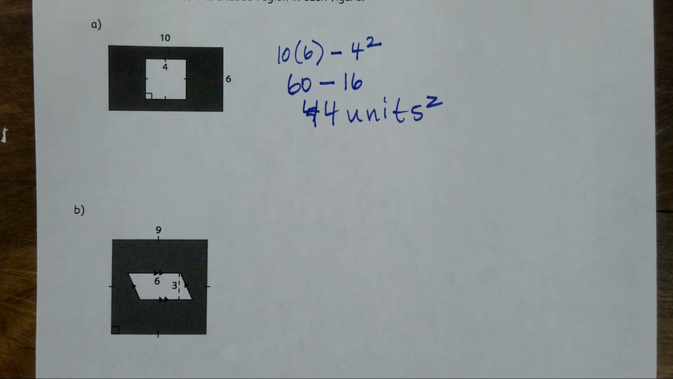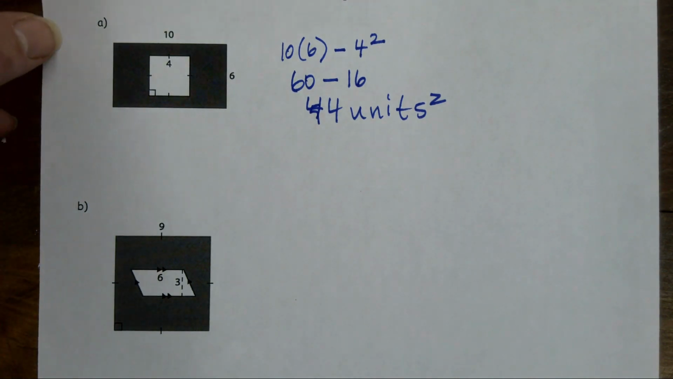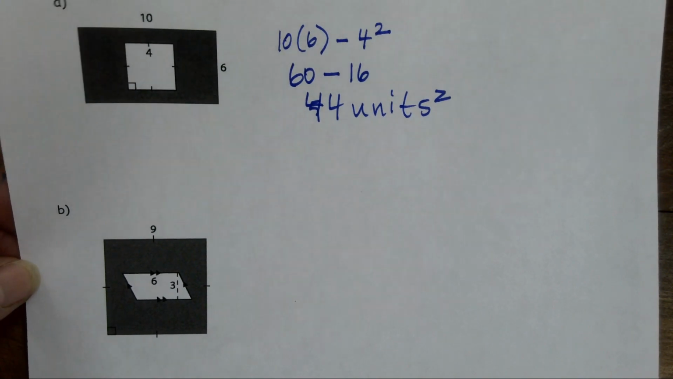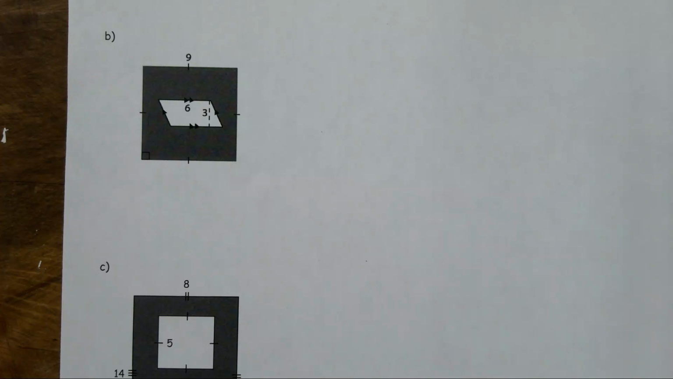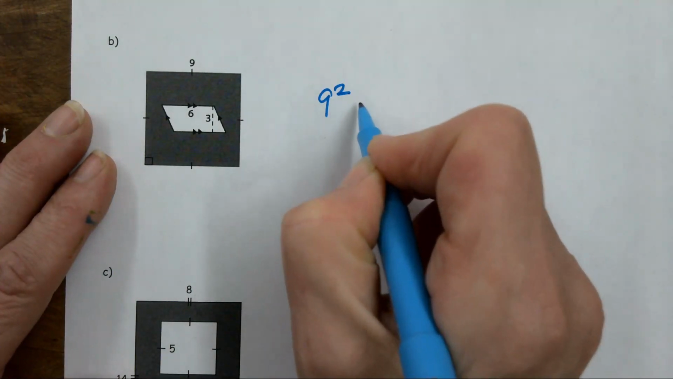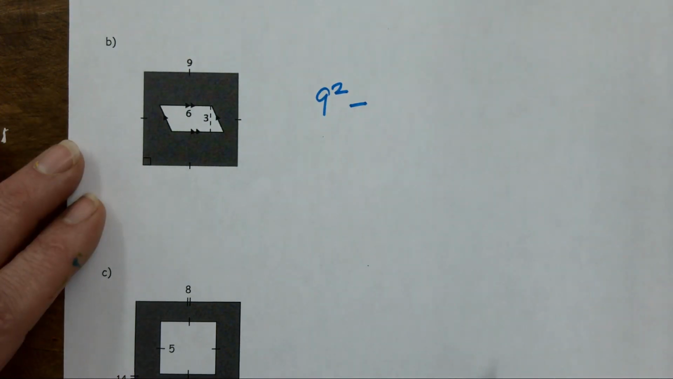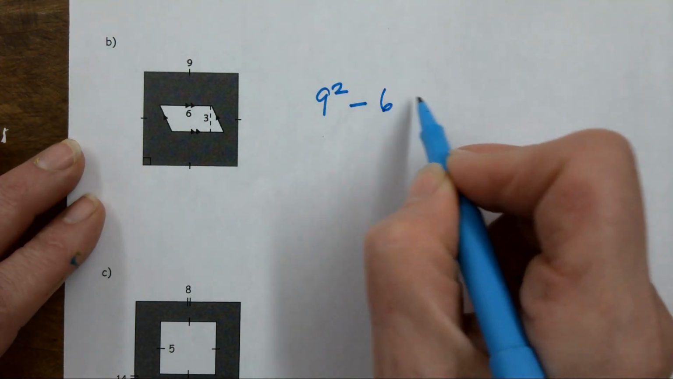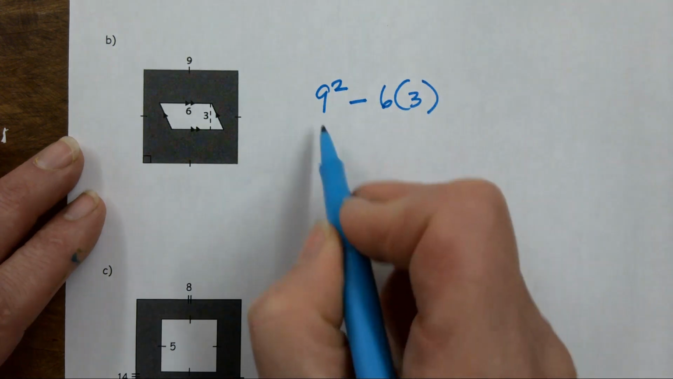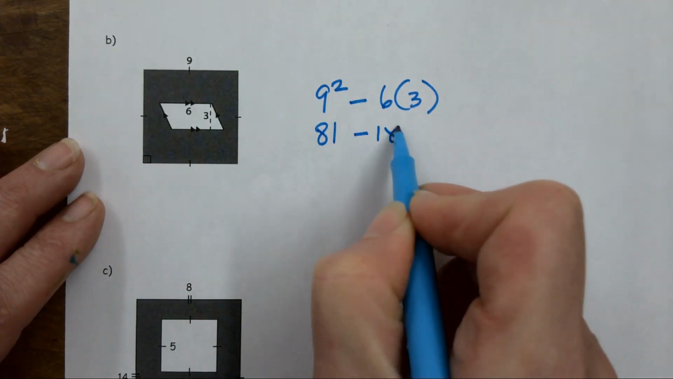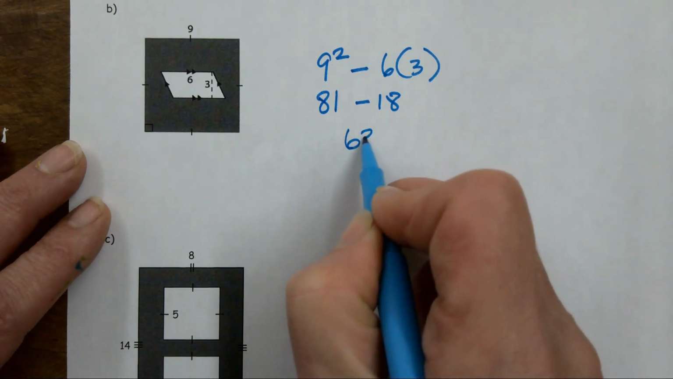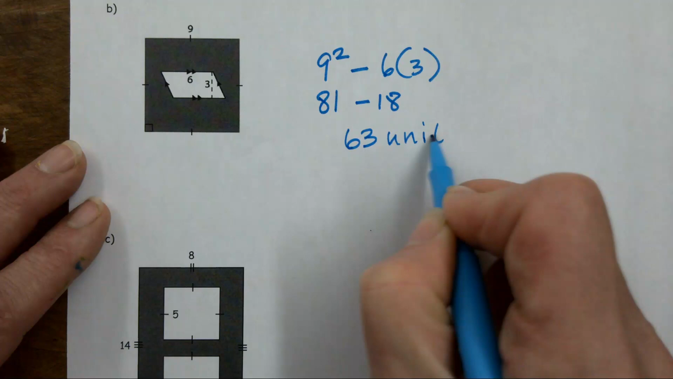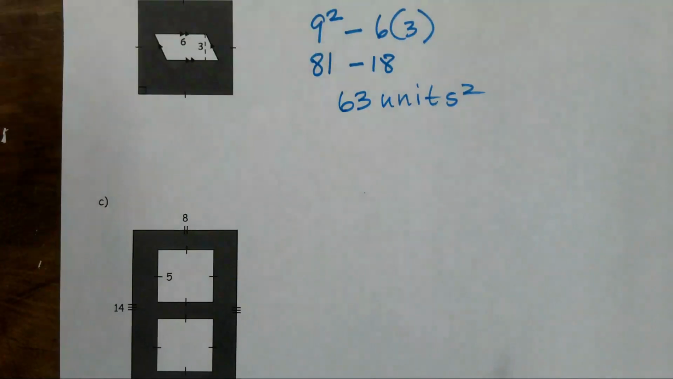Looking at B, does anybody have a suggestion for a setup for that one? Looking at B, how am I going to find my area? Serenity. 9 times 9, 9 squared, and then minus 3 times 3. Perfect. So 81 minus 18. 63. Is my math okay? Okay. Good.